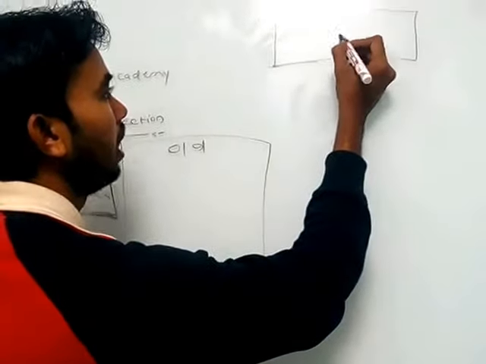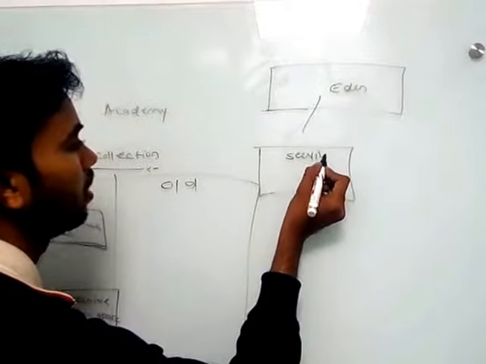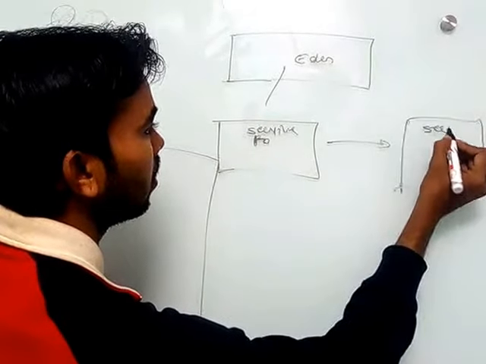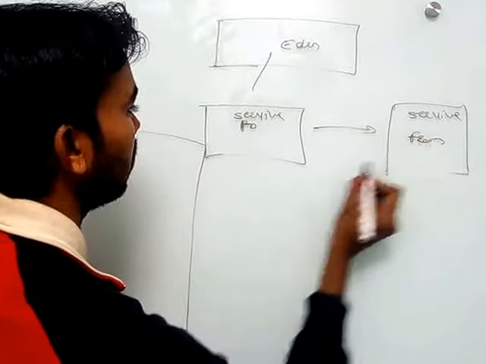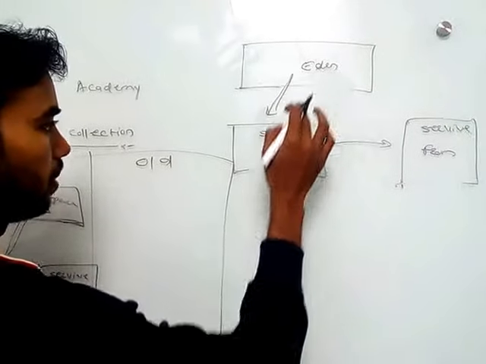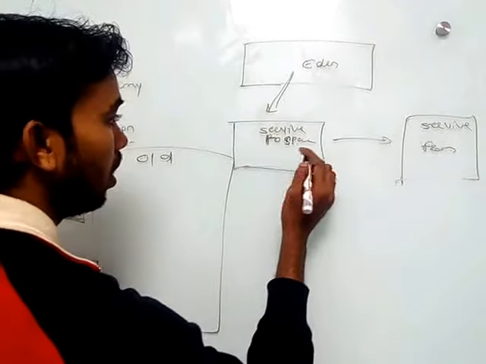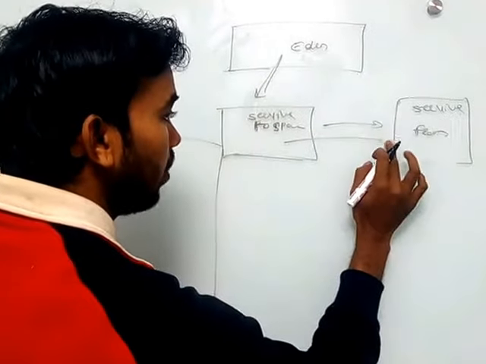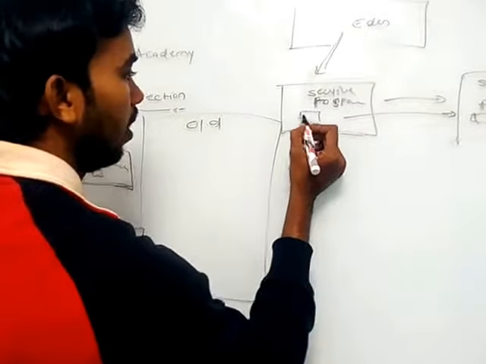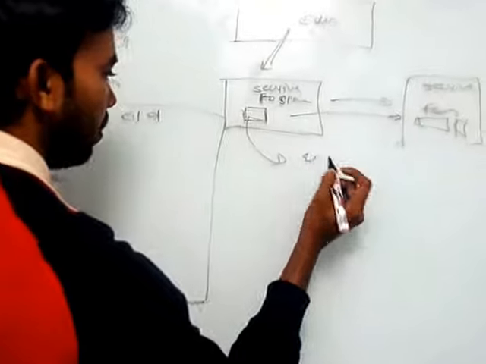Suppose when your Eden space becomes full, you will transfer all the objects from Eden space to the survivor space. When the survivor space becomes full, you will transfer all the live objects to the survivor-to space, and all the dead or unreferenced objects present in the survivor space will be removed from that memory, and the memory will be free.